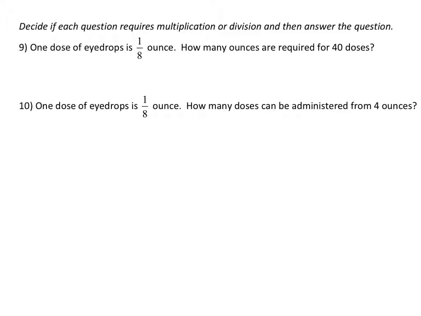Decide if each question requires multiplication or division, and then we'll answer the question. 1 dose of eye drops is 1/8 ounce. How many ounces are required for 40 doses? So it's 1/8 times 40. This one will be multiplication because we have 40 doses of 1/8 ounce. So that is multiplication, 40 groups of 1/8 ounces.